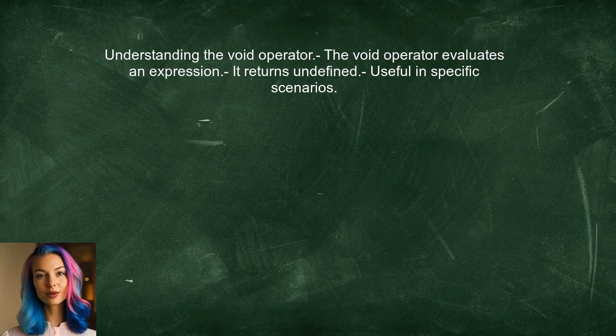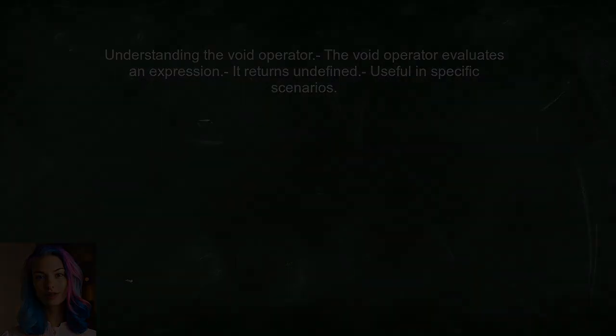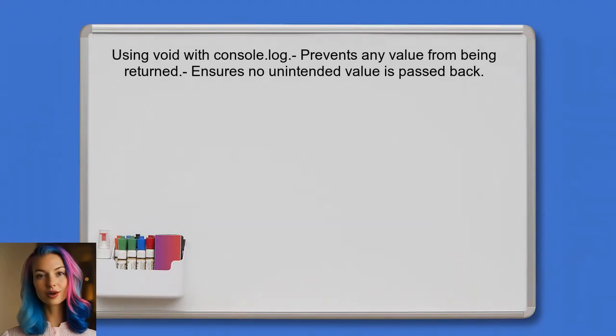To understand the use of the void operator, let's first clarify what it does. The void operator evaluates the expression and returns undefined, which can be useful in certain scenarios. In the user's example, using void with console.log prevents any value from being returned from the function. This can be particularly helpful when the user wants to ensure that no unintended value is returned.